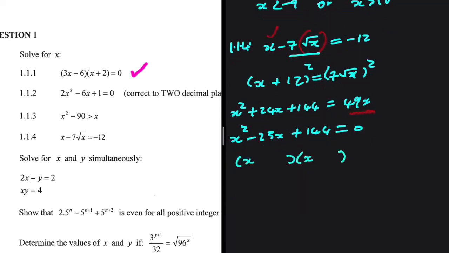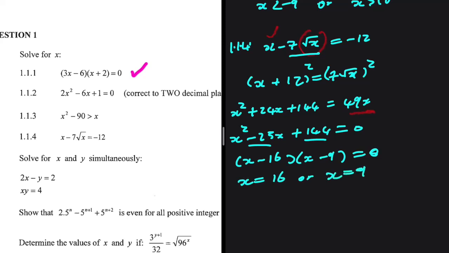We're asking ourselves the same question again. Which two numbers do we multiply and get 144, but when we add them, we get minus 25? That is minus 16 and minus 9. So we're going to have (x - 16)(x - 9) being equal to 0. So x is equal to 16 or x is equal to 9.